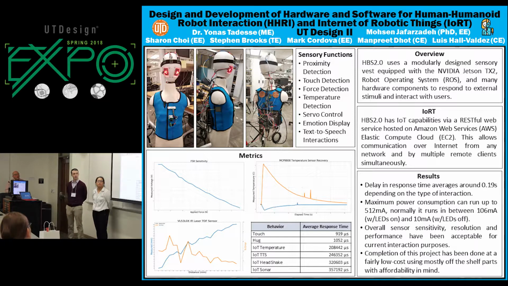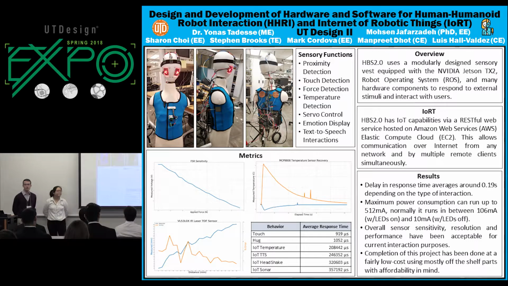Some of the technologies that we used were the NVIDIA Jetson TX2, which is a hardware development platform for artificial intelligence. We also used the Robot Operating System, which is a framework for managing large-scale robotic software. We also developed an Internet of Robotic Things module that runs on Amazon Web Services using a REST API that enables a remote user to gather sensor data or send commands to the robot in real time.